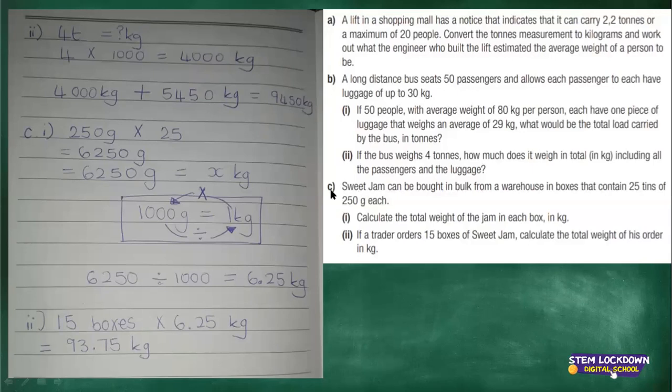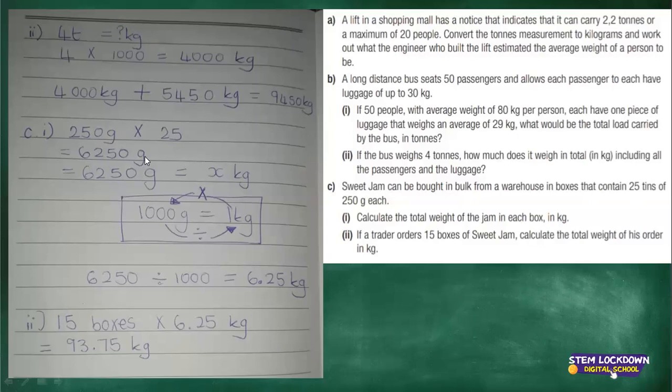Next question, C. Sweet jam can be bought in bulk from a warehouse in boxes that contain 25 tins of 250 grams each. Number 1: calculate the total weight of the jam in each box in kilograms. So there are 2 parts to the question. We calculate the total weight of the jam, and then we need the final answer in kilograms. We have 25 tins, which each weigh 250 grams, so it's 250 grams multiplied by 25. Then you've got 6,250 grams.